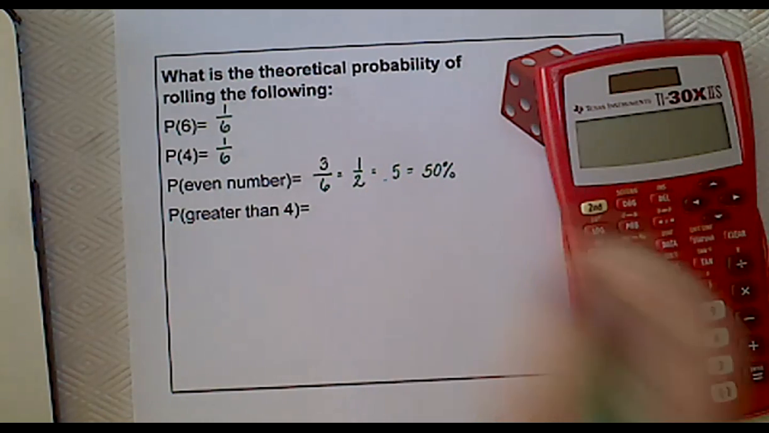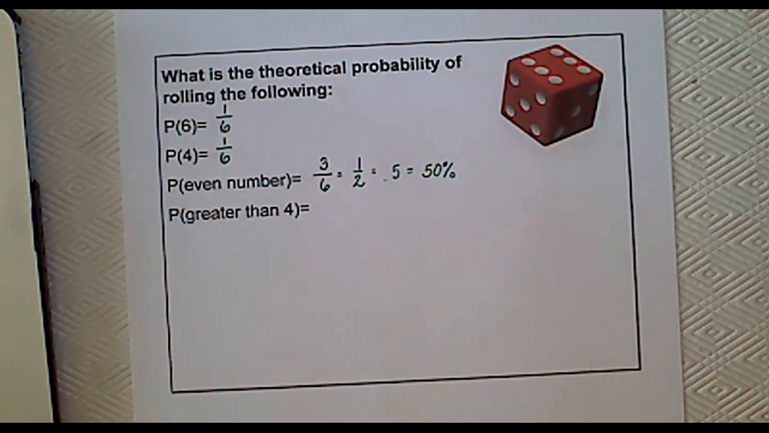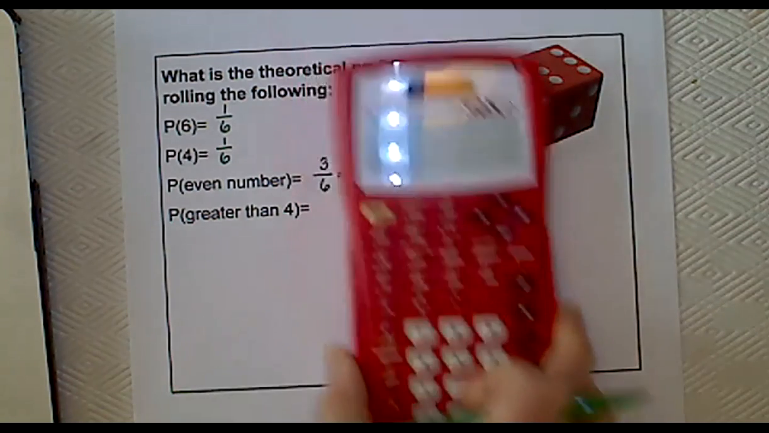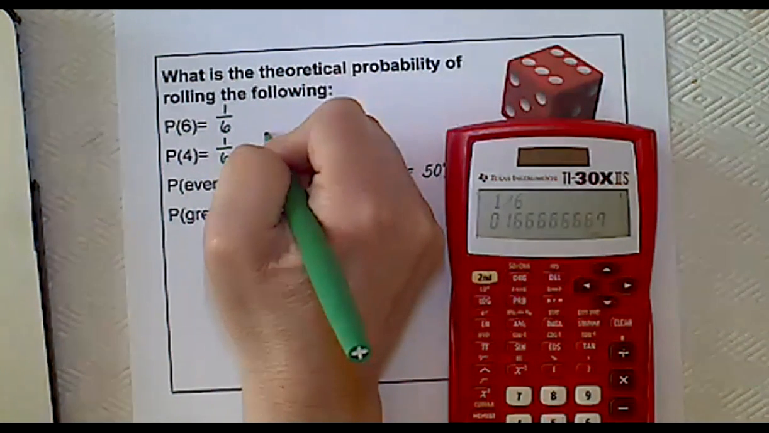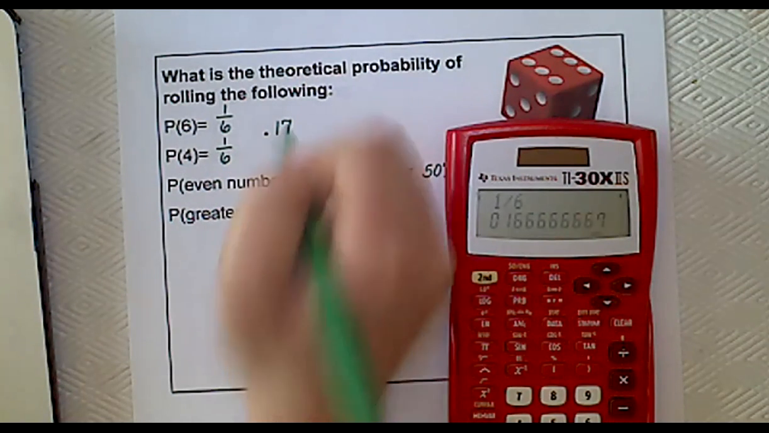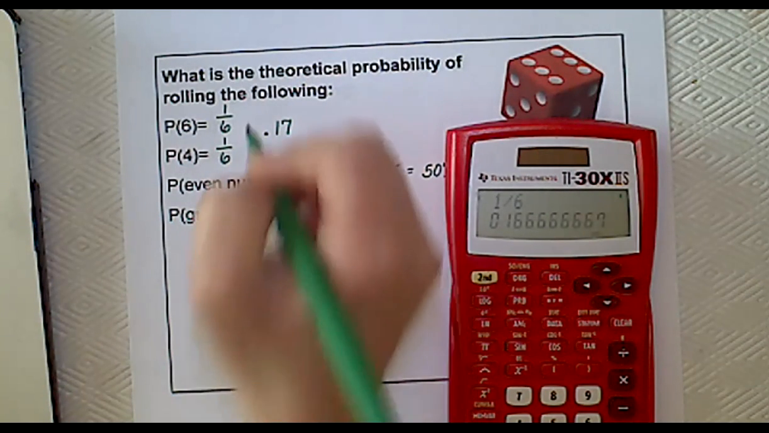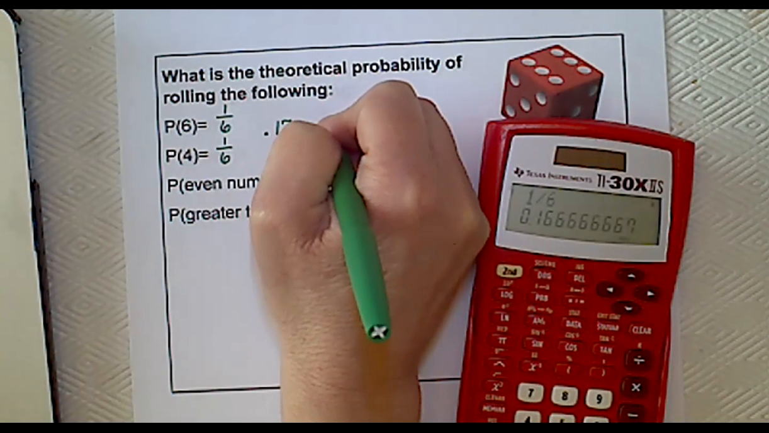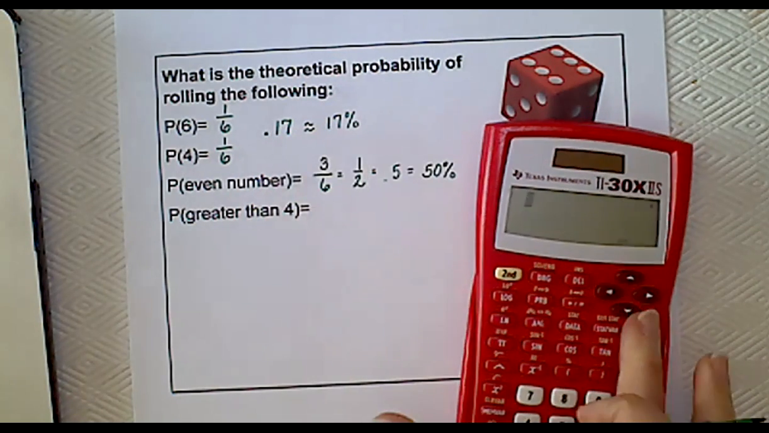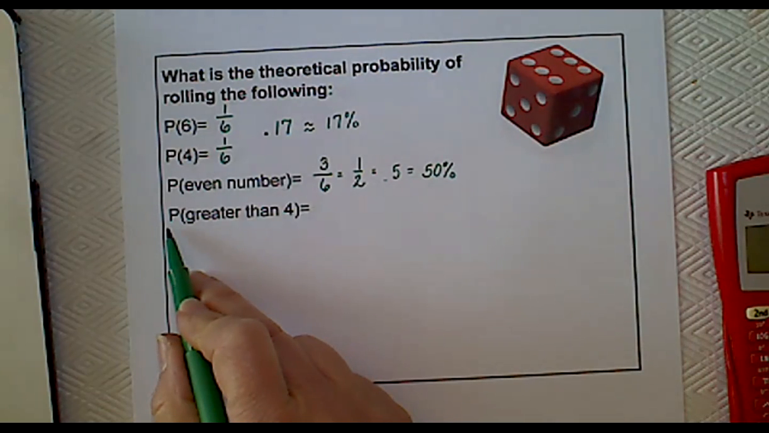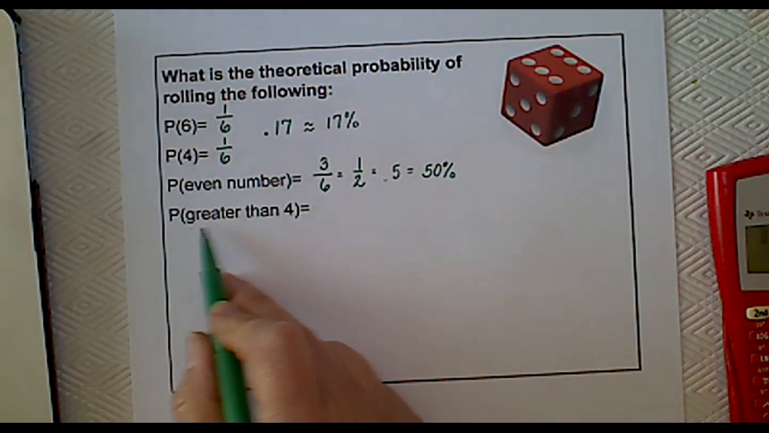So let me just come back here to rolling a 6 and rolling a 4. Those were both exactly the same, so we'll just do this once. And we have 1/6, and there's our decimal equivalents. If I ask you to round that to the nearest hundredth, that would be 17 hundredths, which is about 17%.